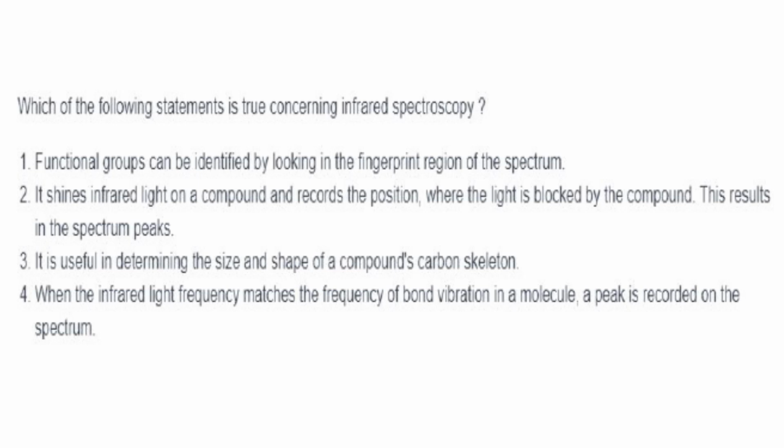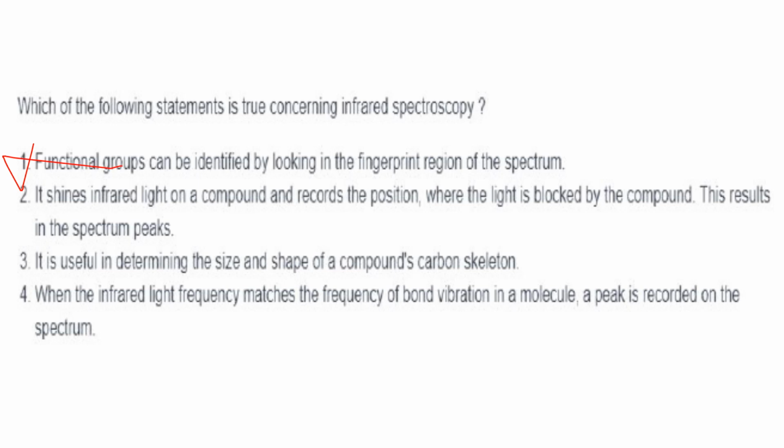Then next one. Which of the statements are correct with regards to infrared spectroscopy? So functional groups can be identified by looking in the fingerprint region of the spectrum. Yes, infrared spectroscopy allows you to identify functional groups that are present in a compound. But the functional group peaks are observed in the functional group region, which is adjacent to the fingerprint region. So by looking in the fingerprint region, you are not going to get any functional group. So that makes the first option incorrect.